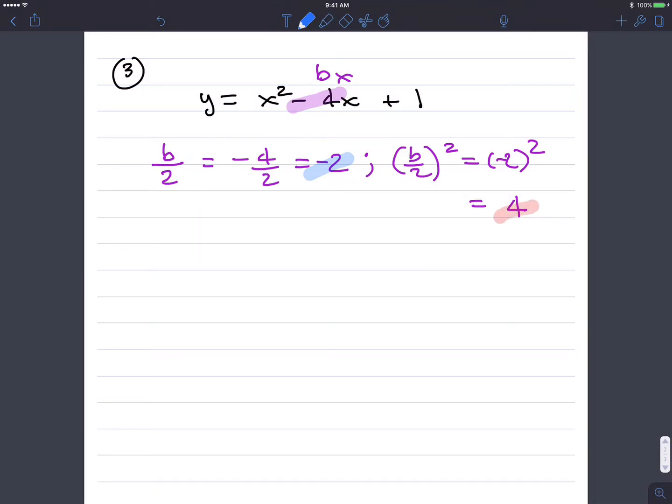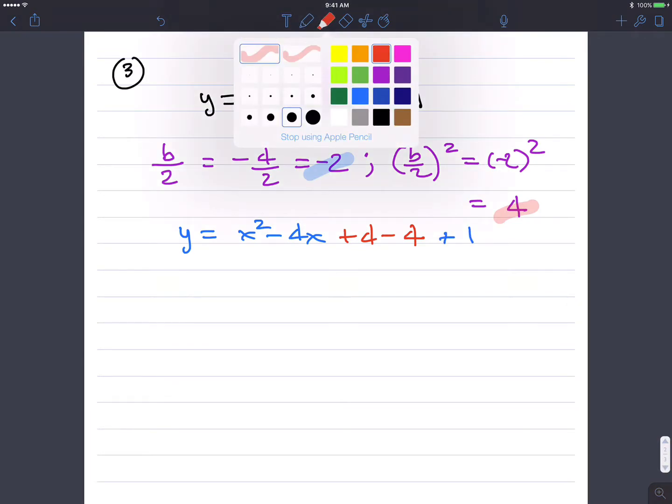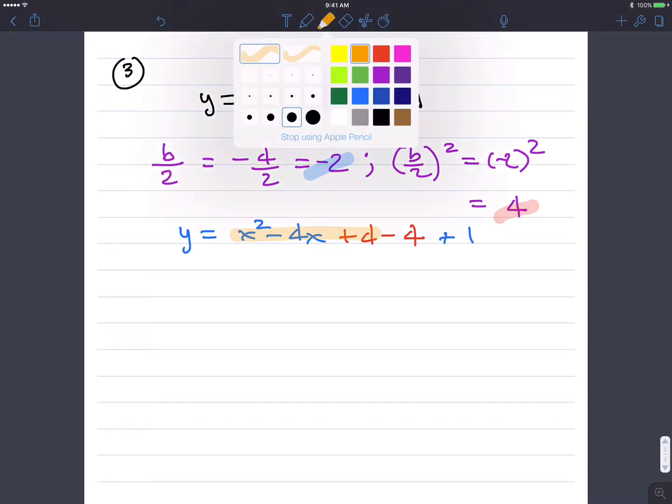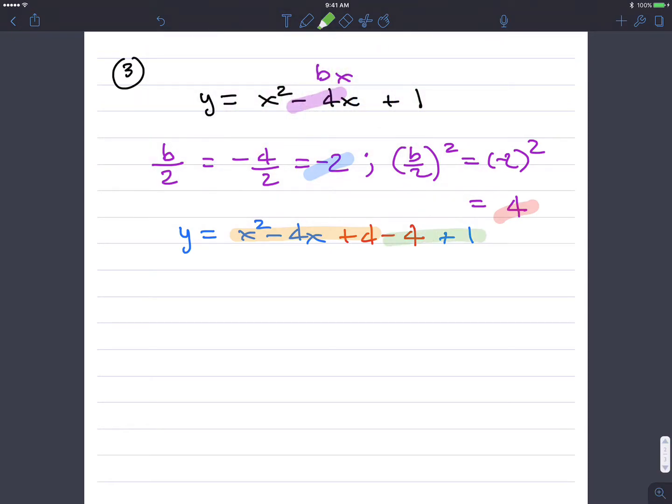So here we go. Y is x squared minus 4x. Now we're going to use that number. We're going to add 4, we're going to subtract 4. Don't forget what's already there. We have this addition of 1. So to summarize again, I'm going to say to you, we have a perfect square trinomial here. We're going to factor these first 3 terms. And then finally, we're just going to do some arithmetic with the last 2. So here's what you get.